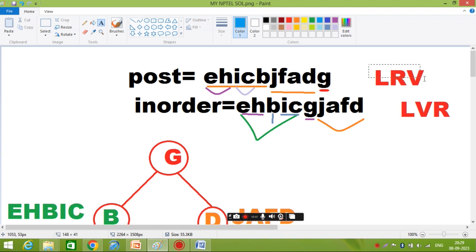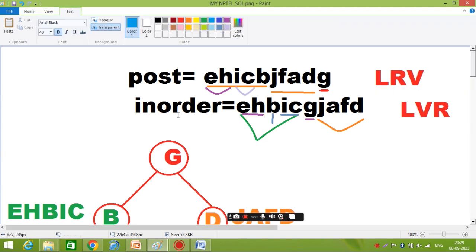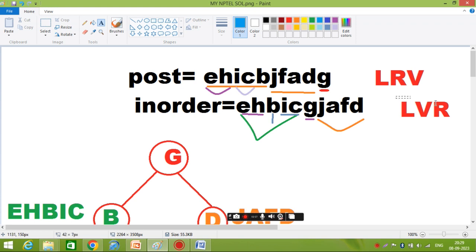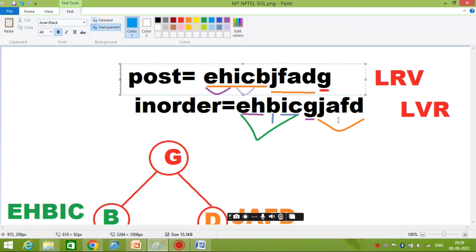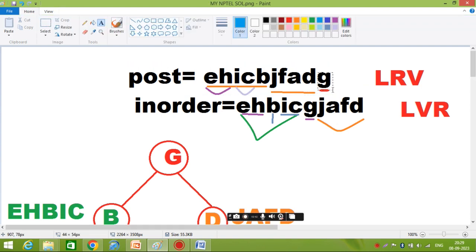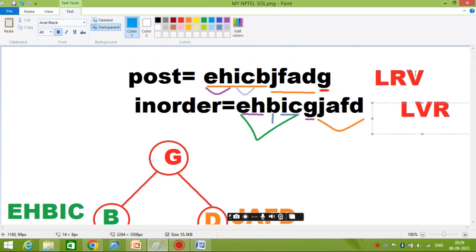For post order traversal, the key is LRV, meaning left, right, root. For in order, the key is LVR, meaning left, root, right. At first I will come to the post order. In the post order, you check which one is the root of my tree. You can see G is the root, because of left, right, root. So the root of my tree is G. We have drawn G here.